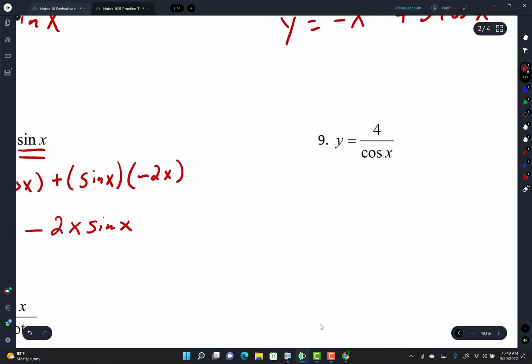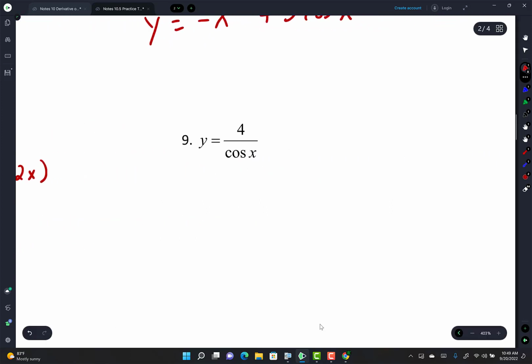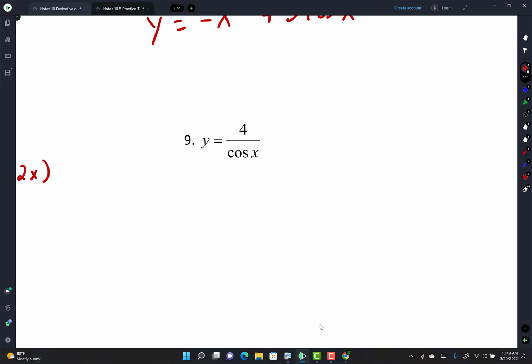Look at number 9. Should we do quotient rule or should we... Okay, you guys said do quotient rule. Let's do quotient rule. What's in the bottom? I would have done that, but let's just do this with quotient rule so we can see.